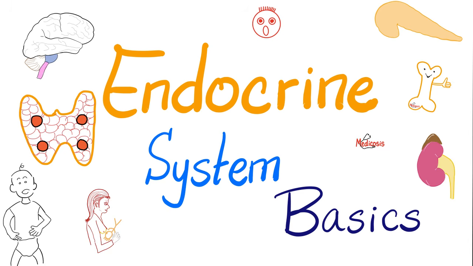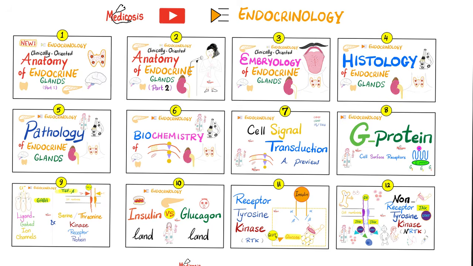Today we'll talk about the basics of the endocrine system. What does endocrine mean? Well, it's a gland that secretes its secretions, known as hormones, directly into the bloodstream, such as your pituitary gland, your thyroid gland, your adrenal gland, etc. This video is in the biology playlist. If you want more details, check out my endocrinology playlist.